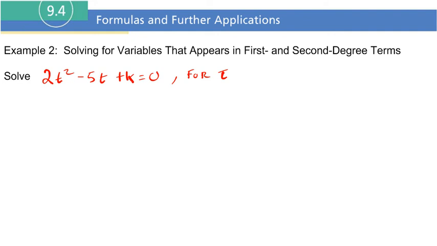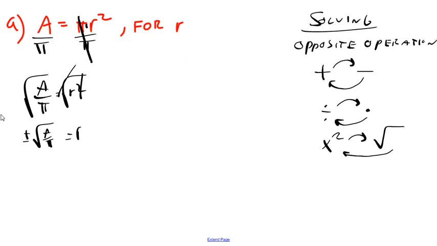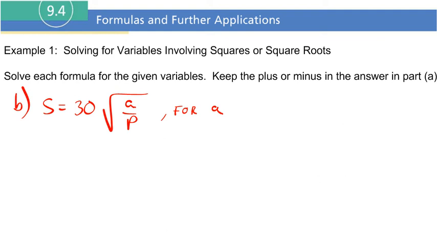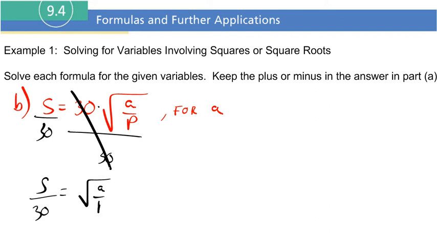So here, example B is right here. We want to solve now for A, the letter A, and this is a little more complicated than the last problem. We have S equals 30 times the square root of A over P. Okay, so let's first get rid of this 30 right here. This is 30 times this right here, so the opposite of multiplying is dividing. So I'm going to divide both sides by 30. So I get S over 30 equals the square root of A over P.